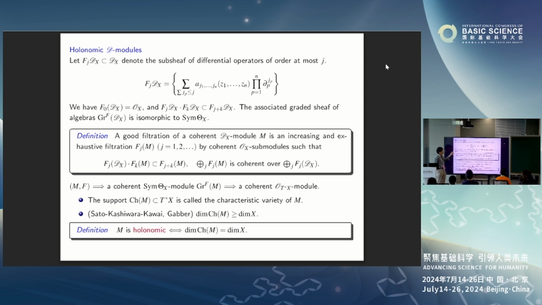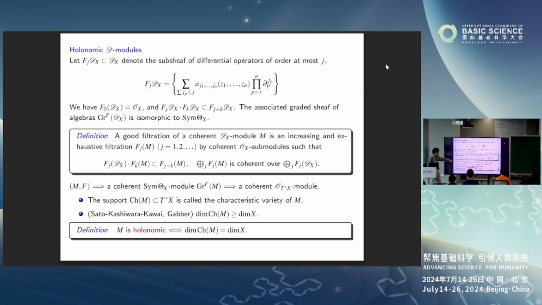And let F_j D_X denote the subsheaf of differential operators of order at most j, given in this way. Then the product of F_j D_X and F_k D_X is contained in F_{j+k} D_X. So we can consider the associated graded sheaf of algebras, and it is isomorphic to the symmetric tensor product of the tangent sheaf. Theta_X denotes the tangent sheaf of X. And a good filtration of a coherent D-module is an increasing and exhaustive filtration by coherent O_X-submodules, such that the product of F_j D_X and F_k M is contained in F_{j+k} M, and satisfying some finiteness condition, that is, the Rees module of M is coherent over the Rees module of the algebra D_X.